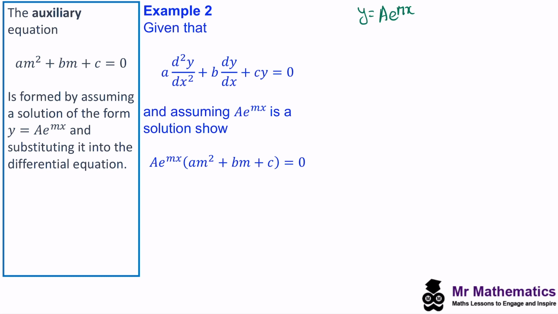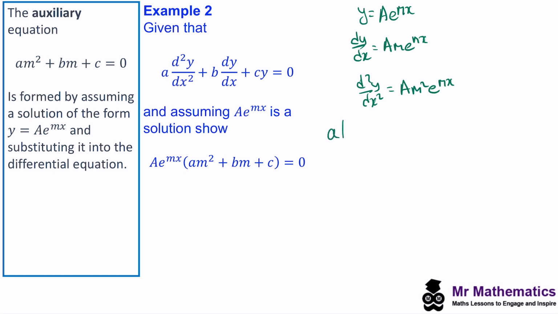Using the chain rule, dy by dx will equal A m e to the mx and d squared y over dx squared will equal A m squared e to the mx. And now we'll substitute each of these into here.